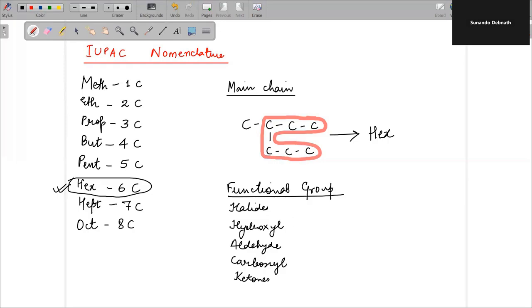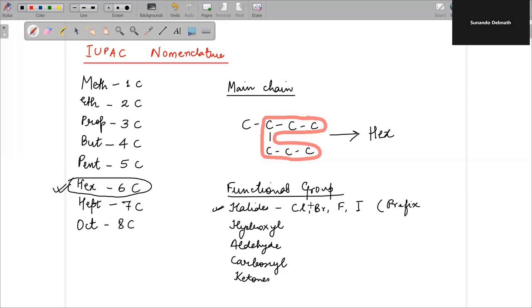Halides refers to the halogens. It could be chlorine, bromine, fluorine, or iodine. You know that these are the halogens, right? Chlorine, bromine, iodine, fluorine. These elements are known as the halogens. Now, when you have any of the halides connected to the main chain, they form a prefix. And I will explain how we write them.